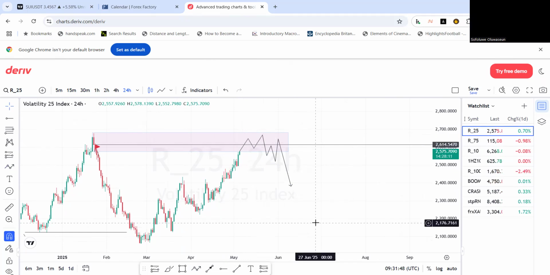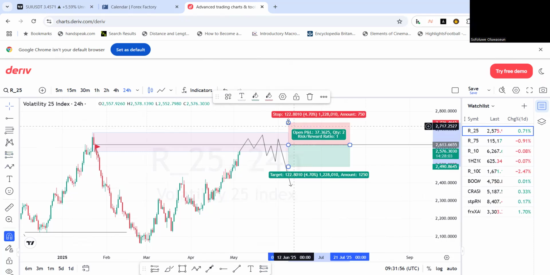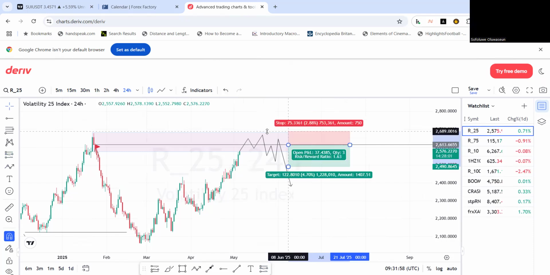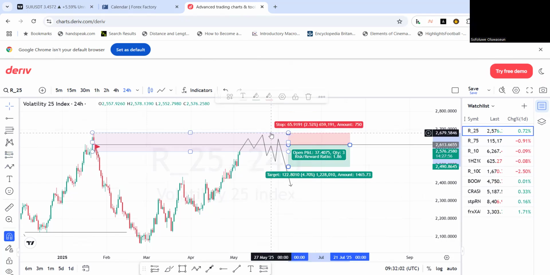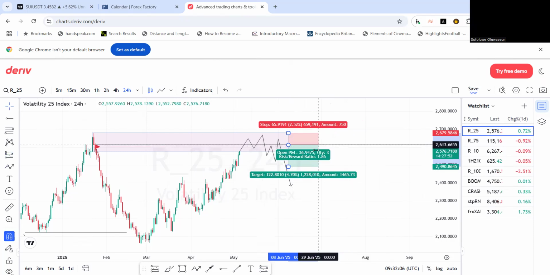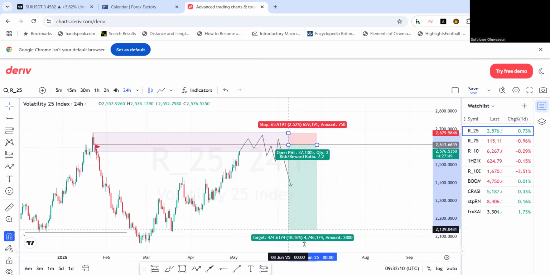But if I am not on the chart, I won't be able to look at the chart, so I can just set my sell position here, then stop loss above the swing high. So yeah, that's my stop loss.